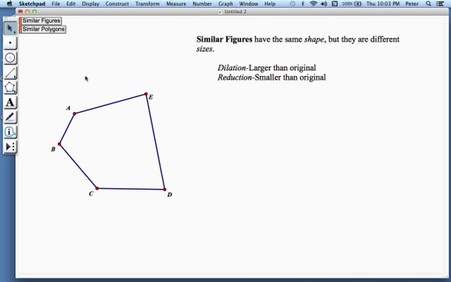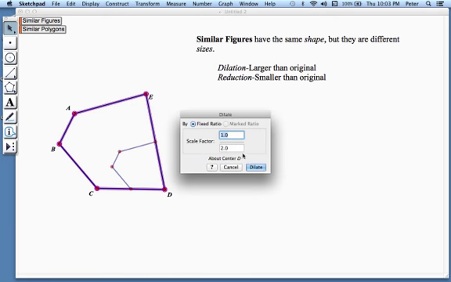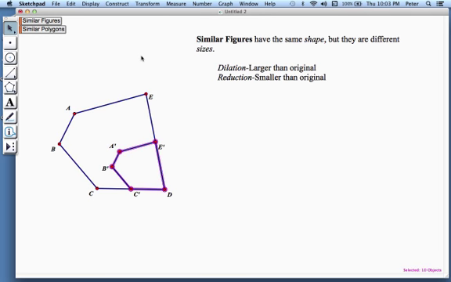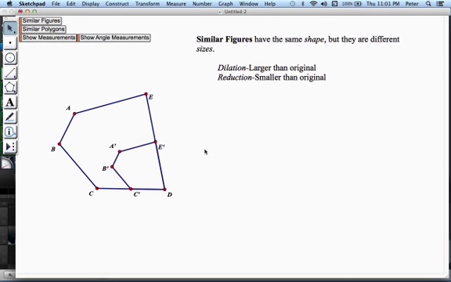Let me make a reduction of this pentagon that I've made. As you can see, this figure A prime, B prime, C prime, D prime, E prime is a pentagon which is 1/2 the size of the original pentagon. So it's a reduction, and it's a similar figure to the larger pentagon.